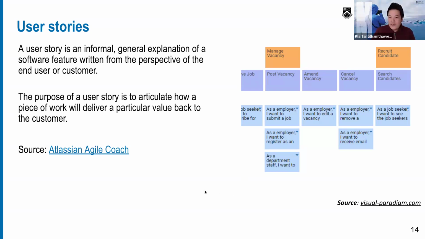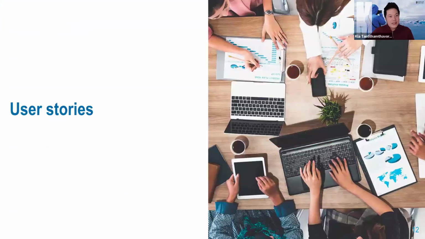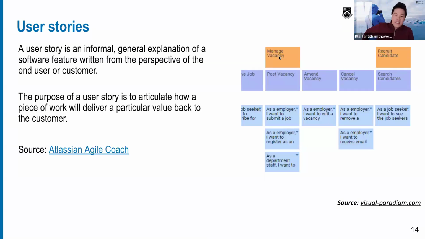Let's say this is the rental property application. I would consider an epic, no, sorry, the theme, as manage vacancy. This is a high-level theme. The next question is: what would be the features that allow a real estate agent to manage the vacancy? First, the real estate agent can post the vacancy, they can amend the vacancy, they can cancel the vacancy, or they can create whatsoever as well.